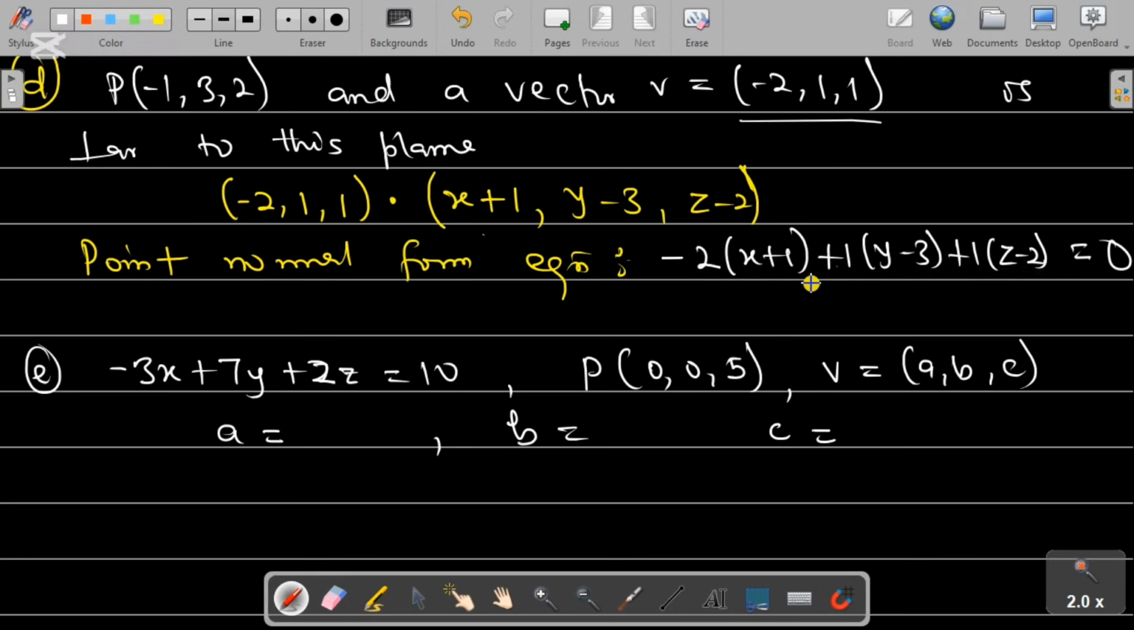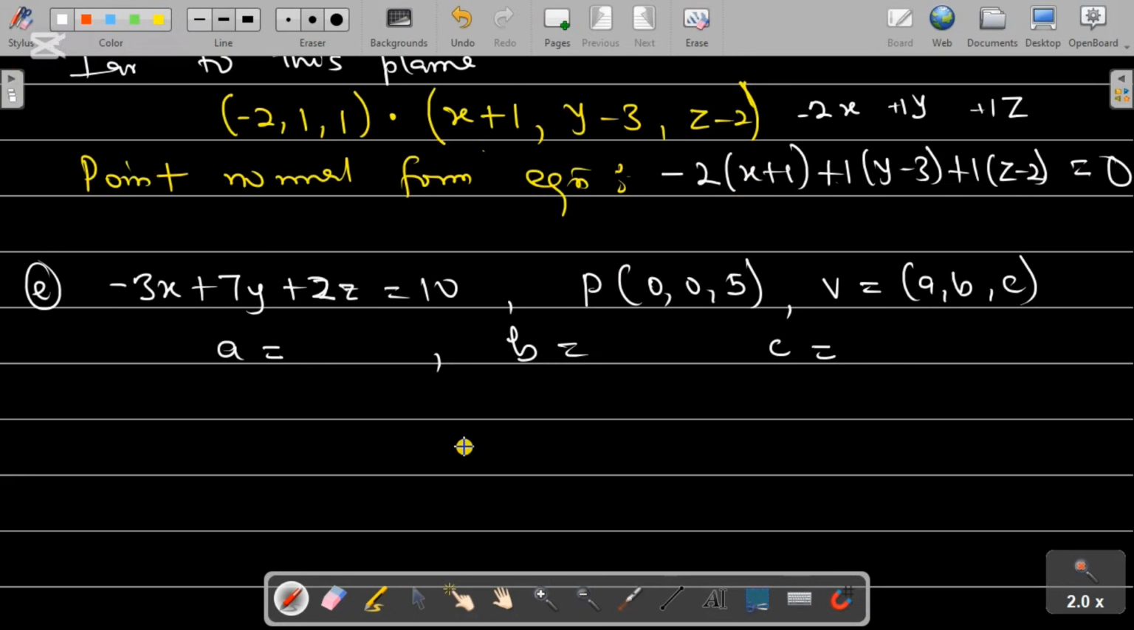So assuming I decide to open these brackets, you will discover that the coefficient of x is going to be minus 2, which is the first component in the normal vector. The coefficient of y here is going to be 1, which is also the second component, and the coefficient of z would also be 1. I'm just giving you the approach that will make things very easy for you if you see questions like this, which I know we repeat many times, even in exams.